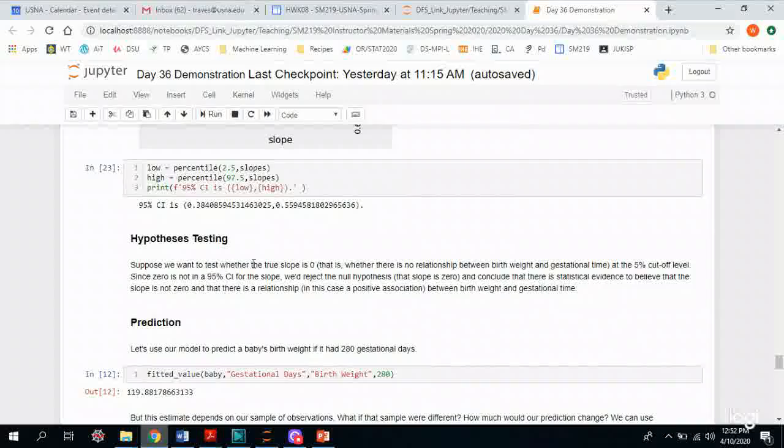And since 0 is not between 0.384 and 0.559, we would conclude at the 5% cutoff level that 0 is not in this interval, and hence we would reject the null hypothesis and say rather that the statistical evidence here supports the conclusion that the slope is non-zero and that gestational days in the womb are related to the birth weight.